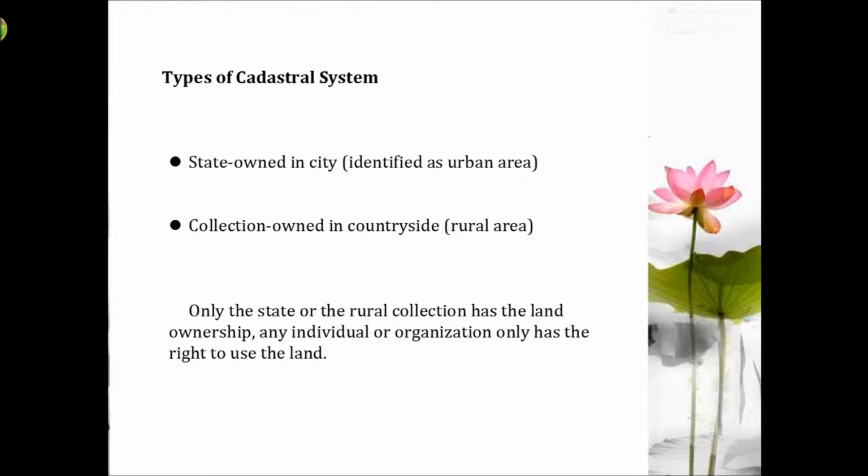In other words, only the state or the collective has the land ownership, and any individual or organization only has the right to use land. According to these statements, the land in China can be divided into two categories: the state-owned and the collective-owned. Usually, the state-owned is in the city and the collective-owned is in the countryside.